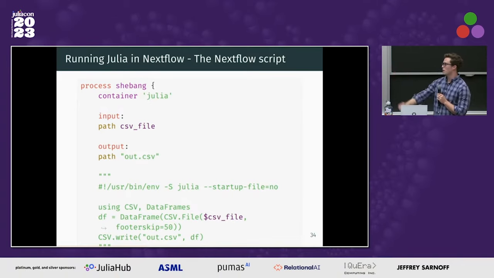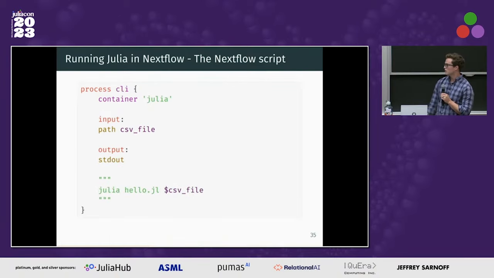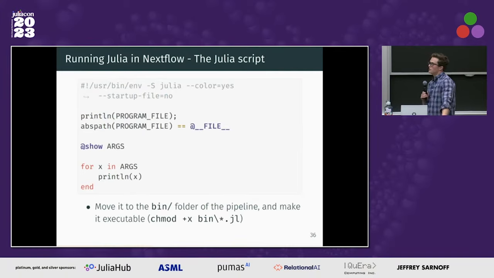But you also can't reference the output in Nextflow, that's going to be the issue. And then on the other hand, you can also just call Julia and call the hello.jl and then pass the CSV file in that way. And then this is what your Julia file would look like. And then you have your print line of the program file. And those are just some basics from running Julia as a script in the documentation. And then you just chmod the script and it magically packages it in via Nextflow.